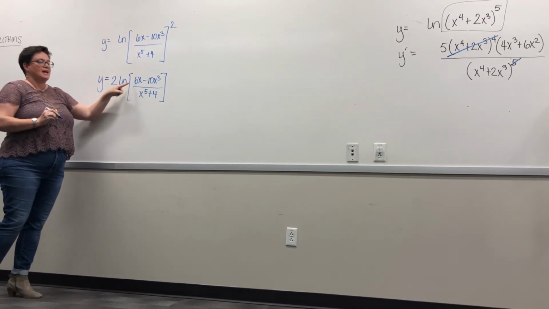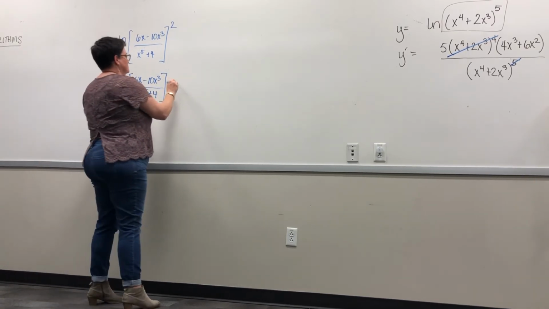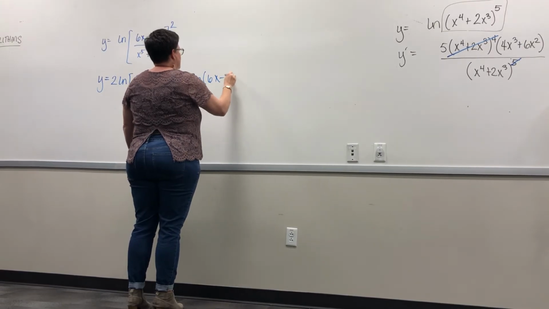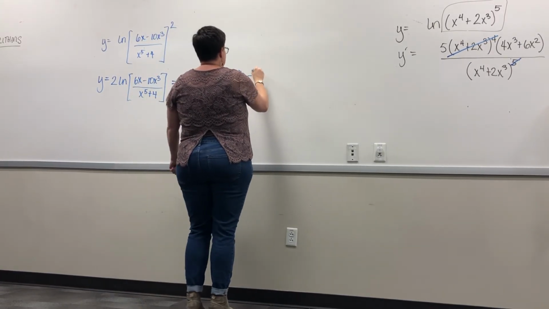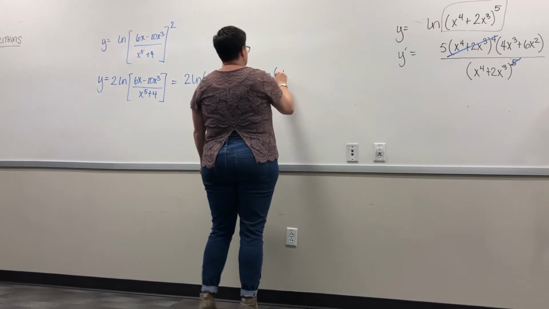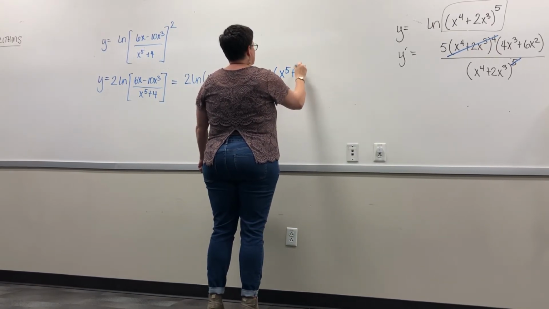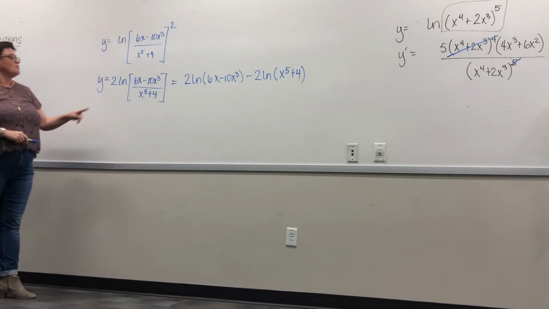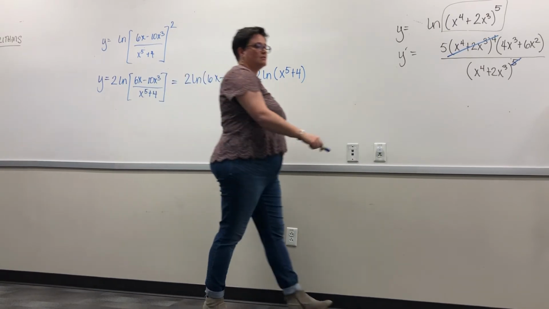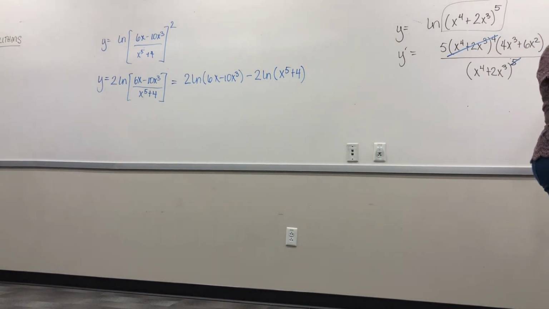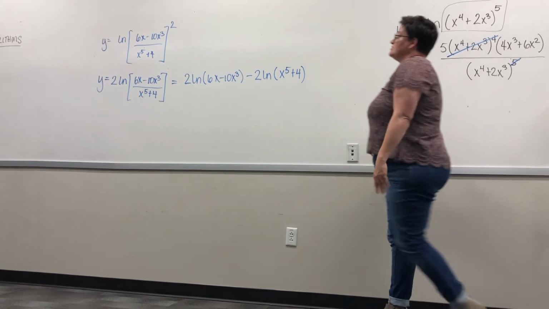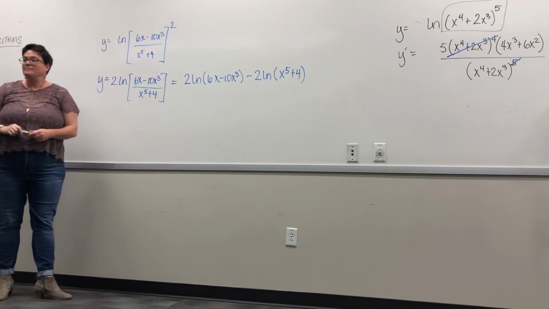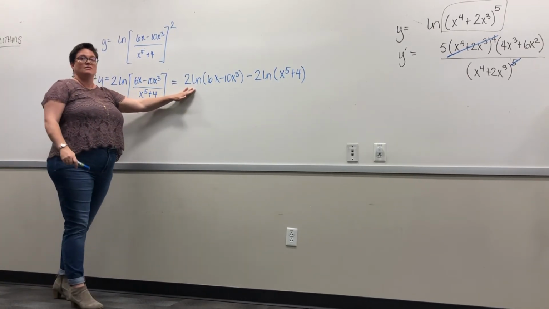Now split up my m over n. 2 natural log of 6x minus 10x cubed minus 2 natural log x to the 5th plus 4. So this involves a little more prep work before we go to the derivative, but it's worth it. Why did I put a 2 in front of both terms? Because it was tied to both terms in the original statement, wasn't it? This square applies to both of these. You guys see? So it's going to apply to both of them here.